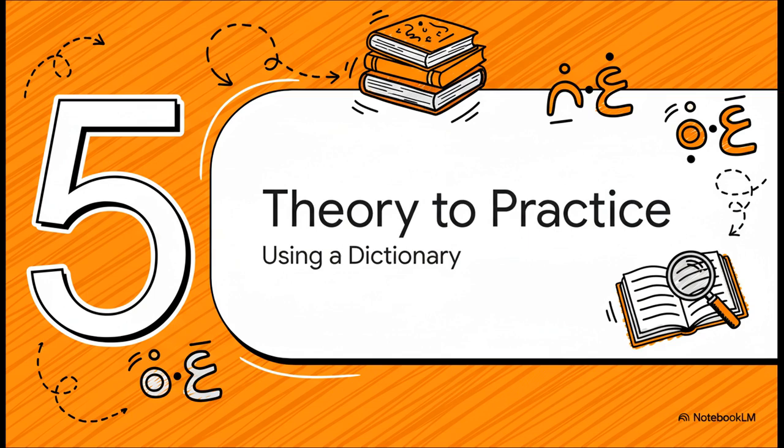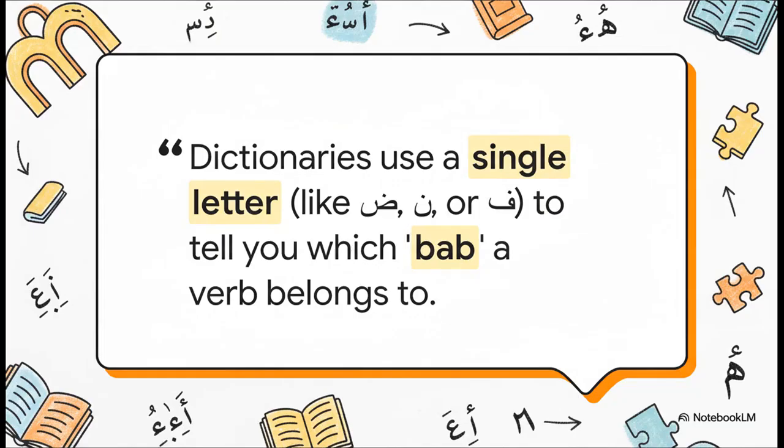Well, this is where we go from theory to practice, and where this system becomes your secret weapon, especially when you're using an Arabic dictionary. See, the people who wrote these dictionaries, they knew all about this system. So to save space and make things efficient, instead of writing out, "This verb is from Bab Nasara," they would just put a tiny little letter noon next to the verb, a dad for Bab Daraba, a fa for Bab Fataha, and so on. It's a fantastic little shorthand.